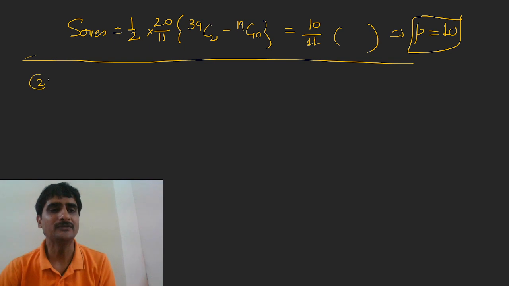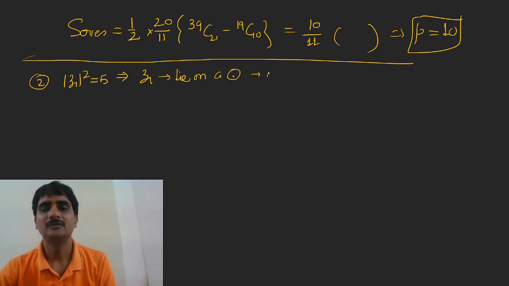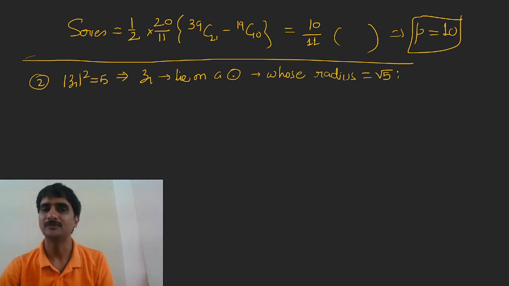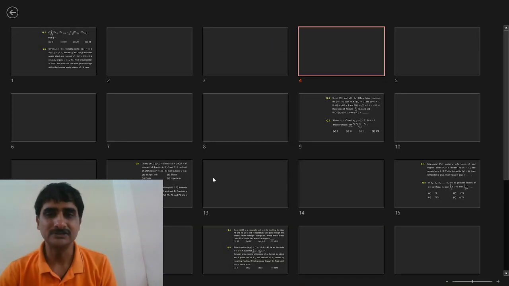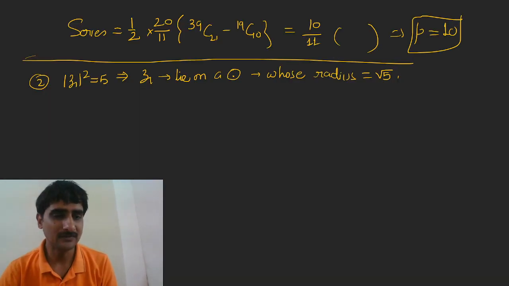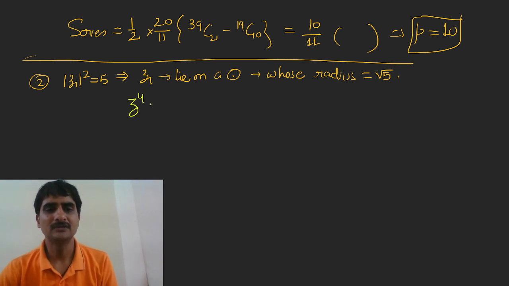So if I start with, see, mod z1 square is equal to 5. What does that mean? That means z1 lies on a circle whose radius is root 5. First information. And also in the upper half of the Argand plane.